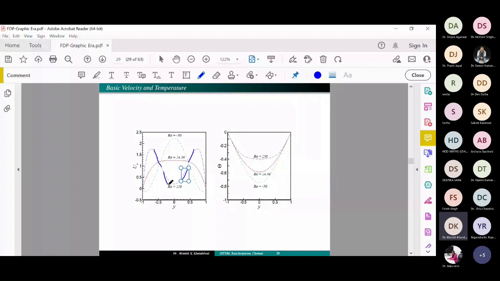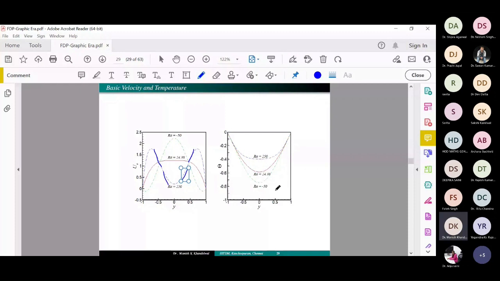Upward concave and downward concave, so that is called an inflection point. And that inflection point helps to give the idea of the flow's instability. So now we come to the linear stability.